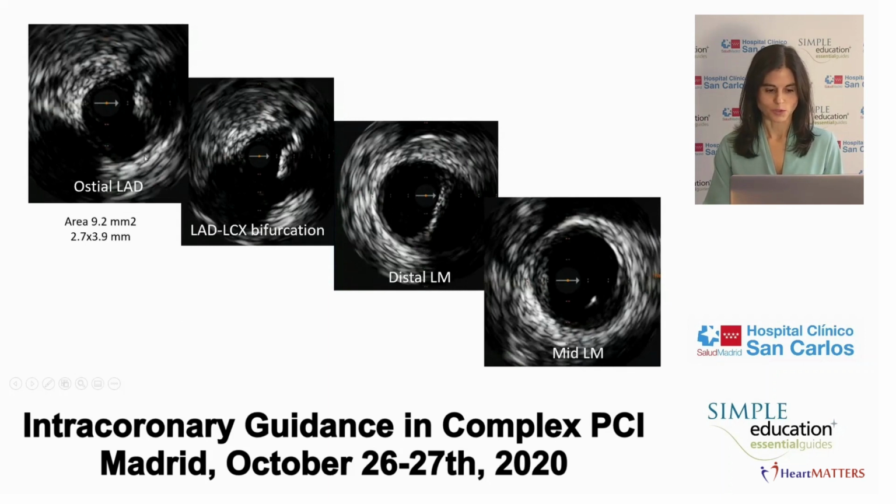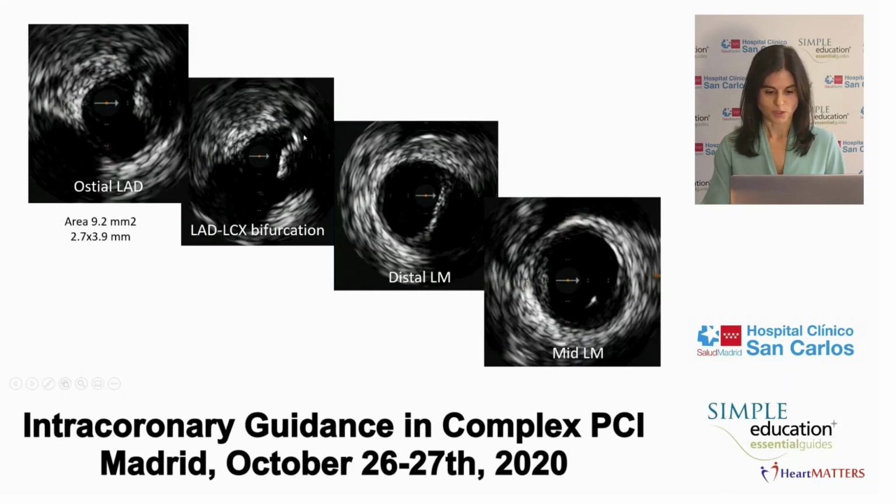First of all, I want to show you the ostial LAD. This was a concern for us in this case because the lesion was very proximal. We didn't know whether there could be a good reference area in the ostial LAD, or we would need to go into the left main to find a good reference. But you can see that there is a calcified nodule at the level of the ostial LAD, but the area of the lumen at this level is quite big. It was 9.2, and the lumen diameters were 2.7 by 3.9.